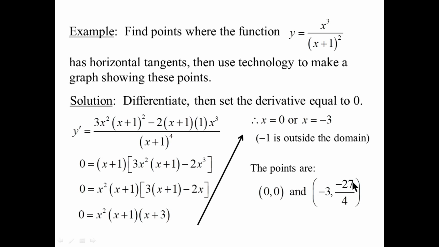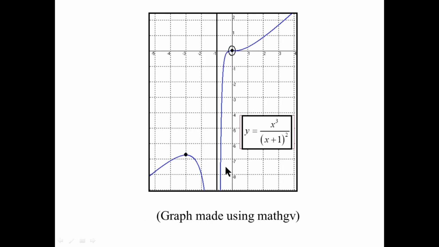Notice negative 27 over 4 is almost negative 28 over 4, which would be negative 7. So this is actually negative 6 3/4. Let's take a look at it. There it is right there, negative 6 3/4, when x is negative 3. And there's the other point, the origin, 0, 0.